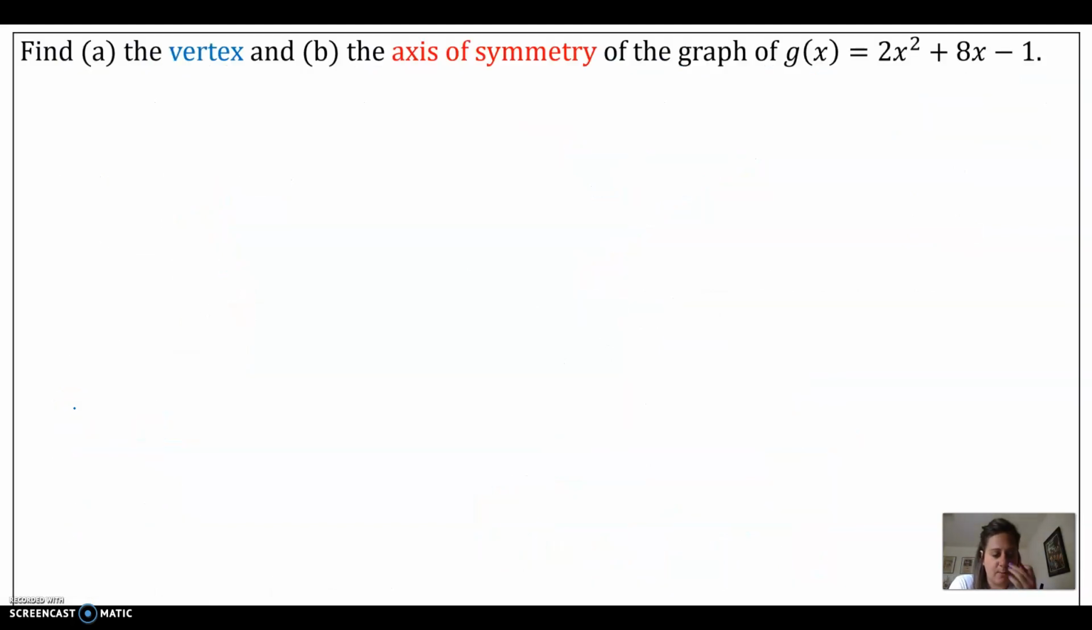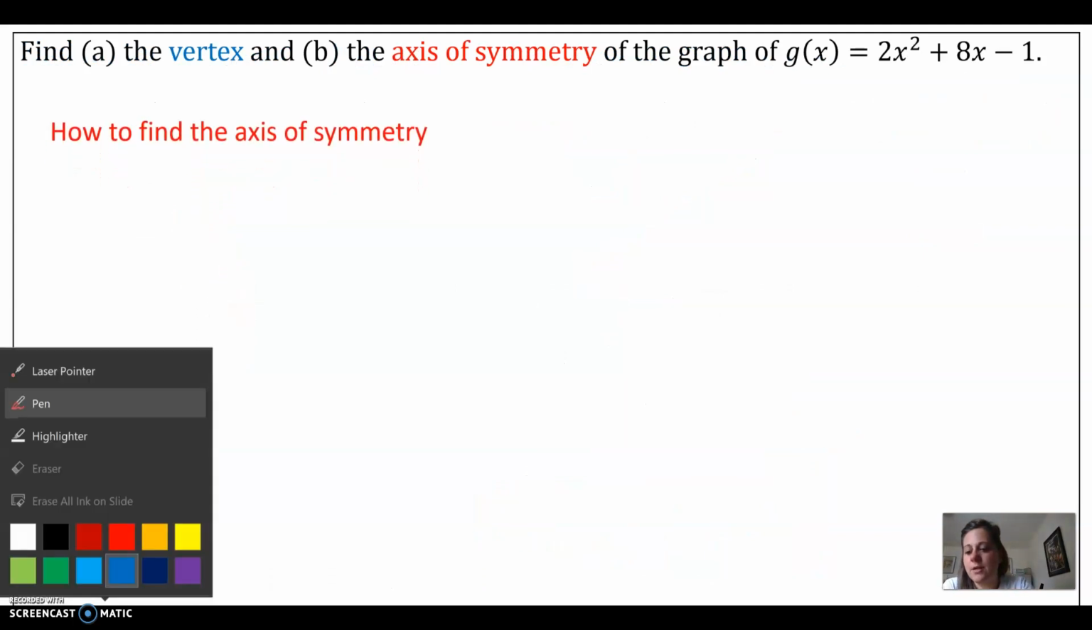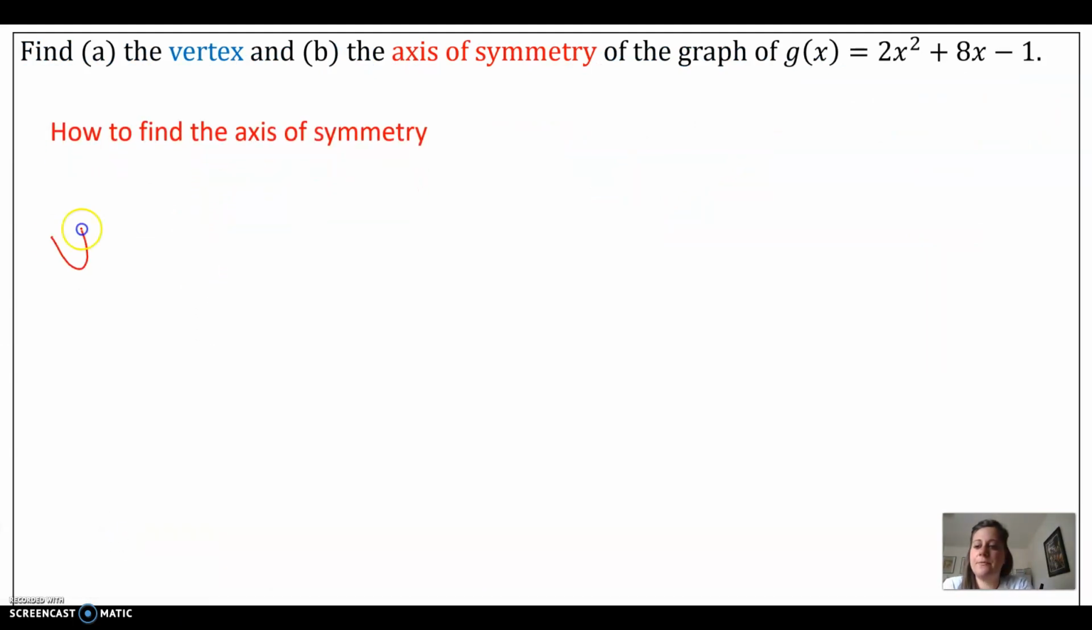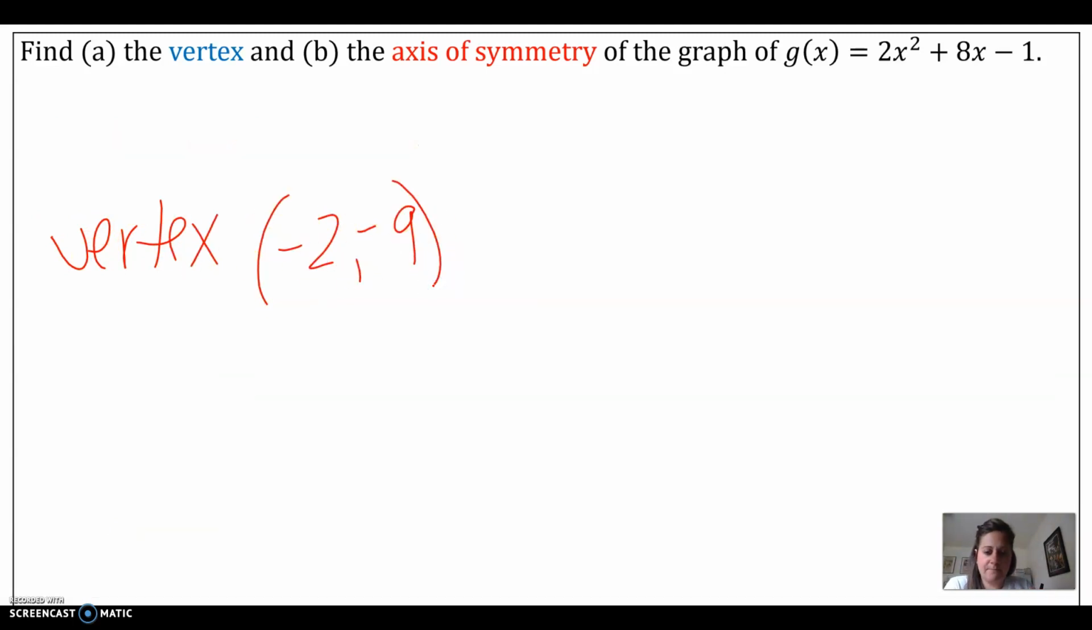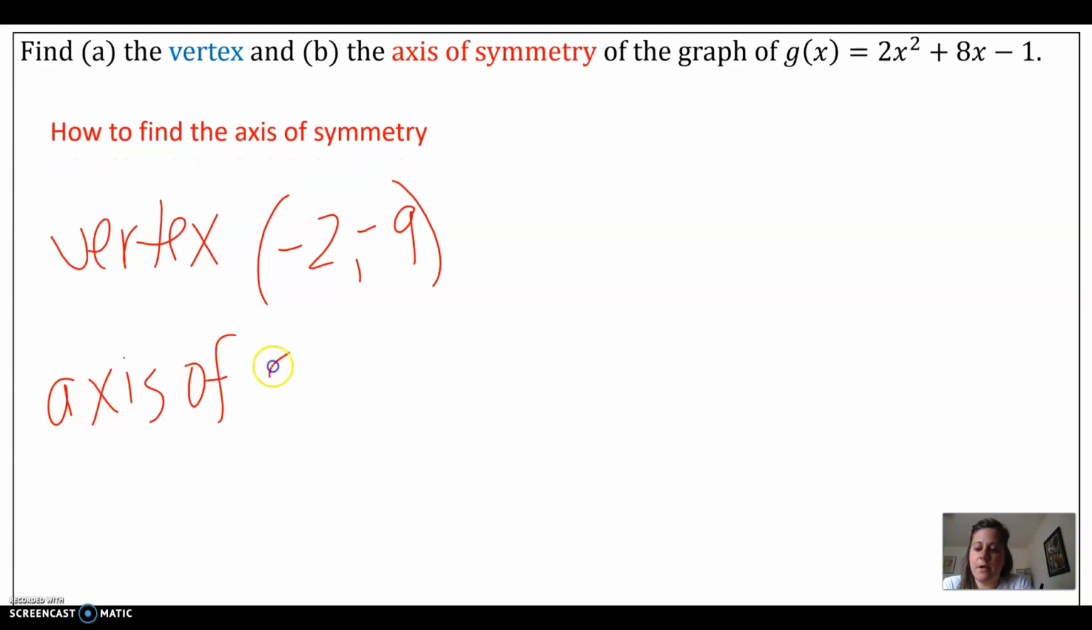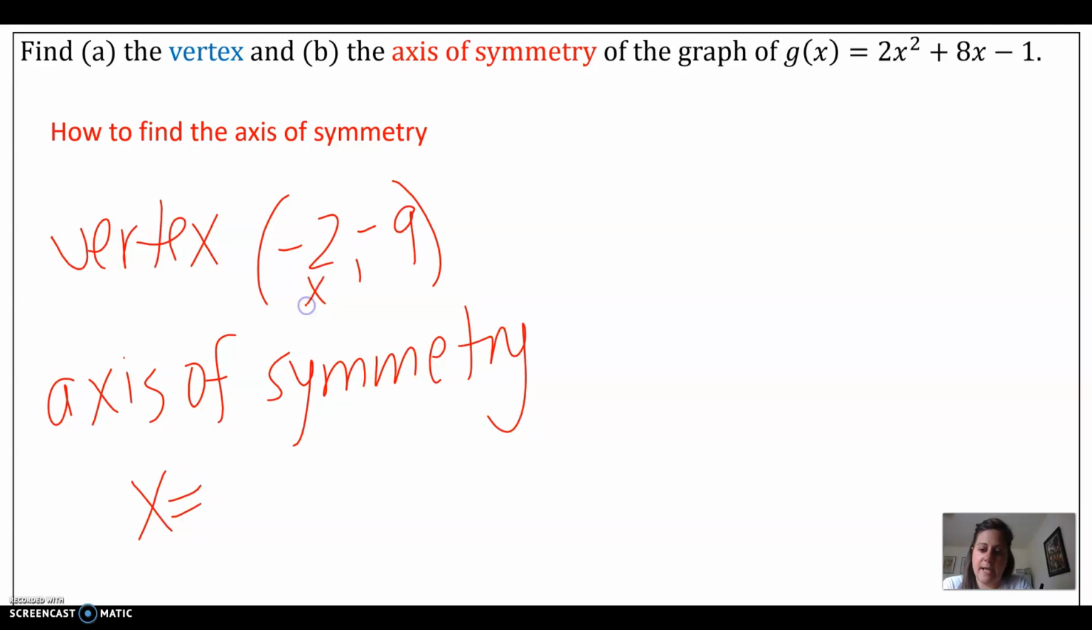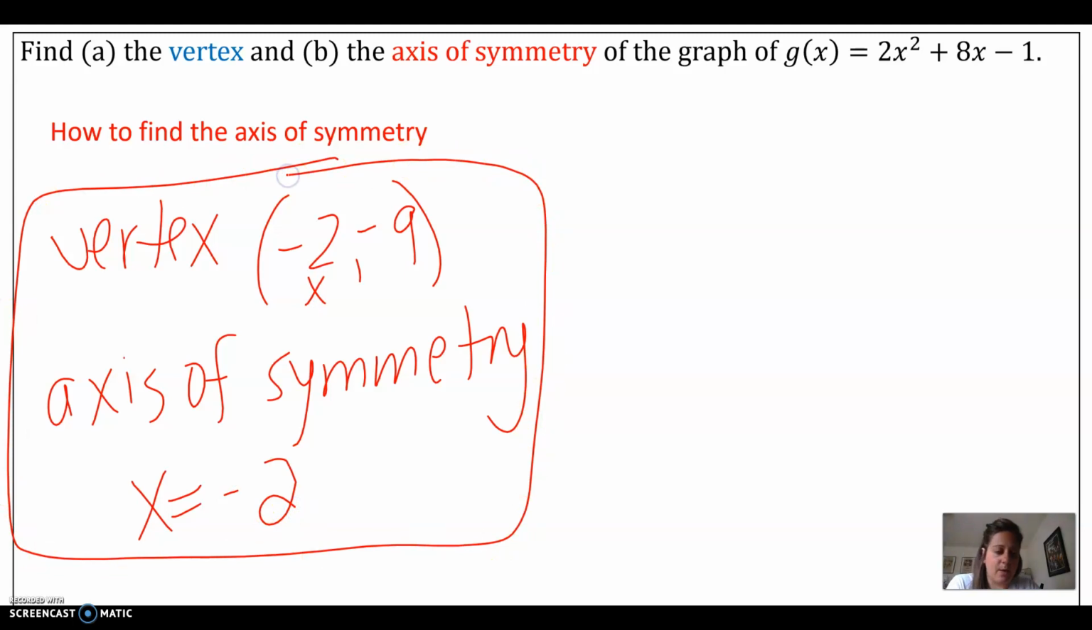So again, same problem. Now we're going to find the axis of symmetry. So our vertex, write that down again, I do believe was -2, -9. Let me just double check. I'm correct. So the axis of symmetry always is an equation. X equals, well, that's x, -2. Look how easy that was.